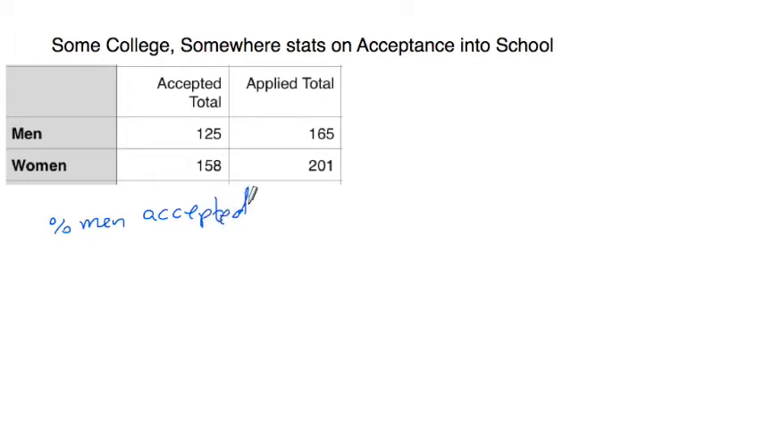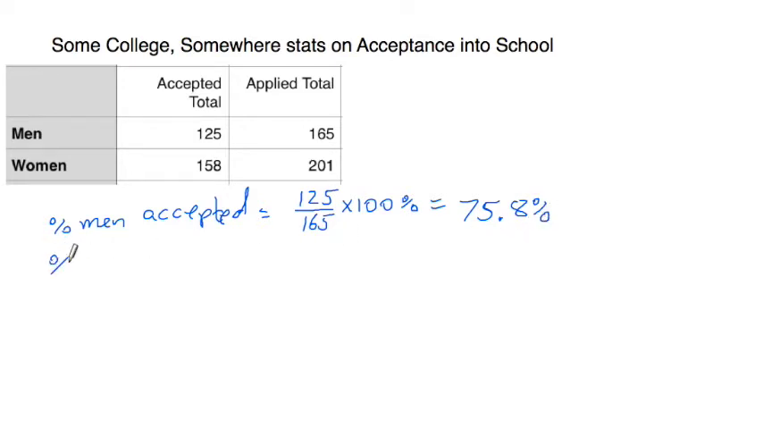So the percentage of men that are accepted is going to be the number of acceptances, which is 125, out of the total number of men that applied, which is 165. Now remember, to change fractions into percent, you do a division, multiply by 100, and don't forget to tack on the percent. So 125 divided by 165 multiplied by 100 gives you 75.8%. So 75.8% of men get accepted into the school.